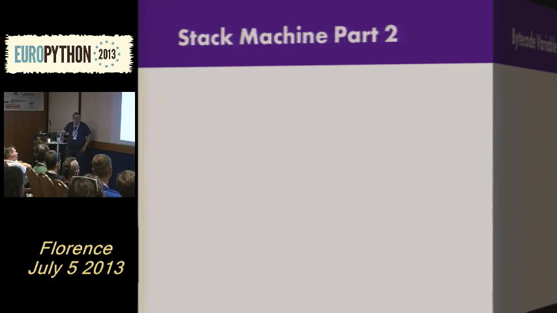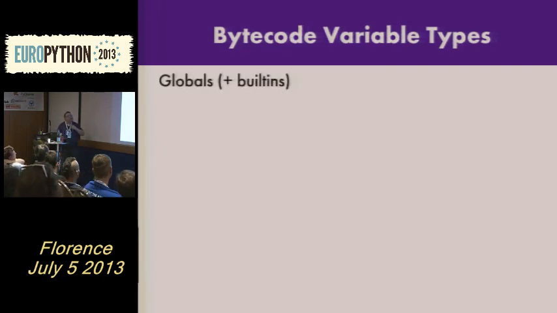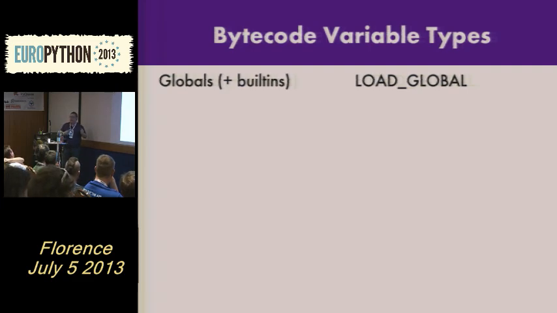So now I mentioned load fast. There are actually 6 different places that you can store and load memory from, and I'm going to go over each one of them. Global variables and built-ins are accessed through an instruction called load global, and you can also call store global. The oparg, I'll tell you for each one of these. All of these load instructions take an oparg, so you can know which one you're talking about.